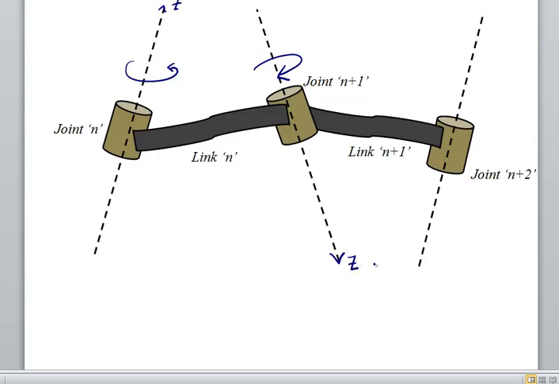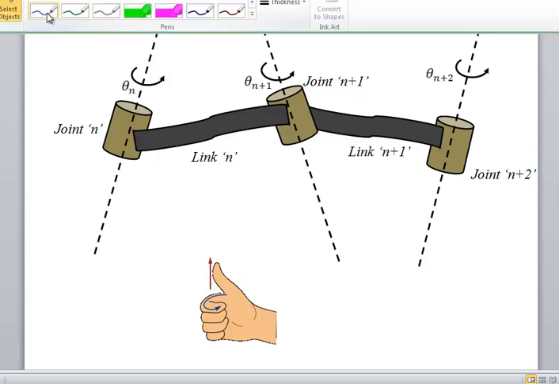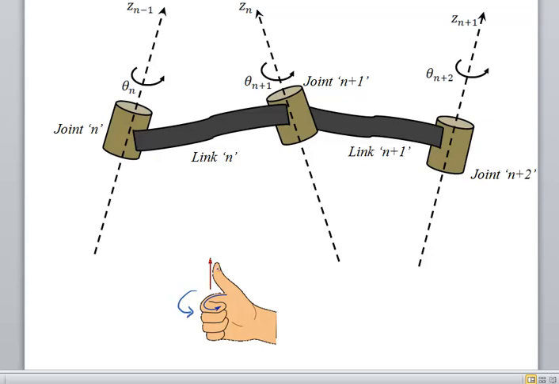For that, what is the rule? The rule is very simple. We always follow the right hand rule. So what does the right hand rule say? If this is the direction of rotation, then the z axis should be this one. And that is what we are doing here. So here, suppose the direction of motion is in this direction, then according to the right hand rule, I will have the z axis to be this one. Now remember, as a convention in DH representation, we always consider that the z axis of the joint n will be named as n minus 1.